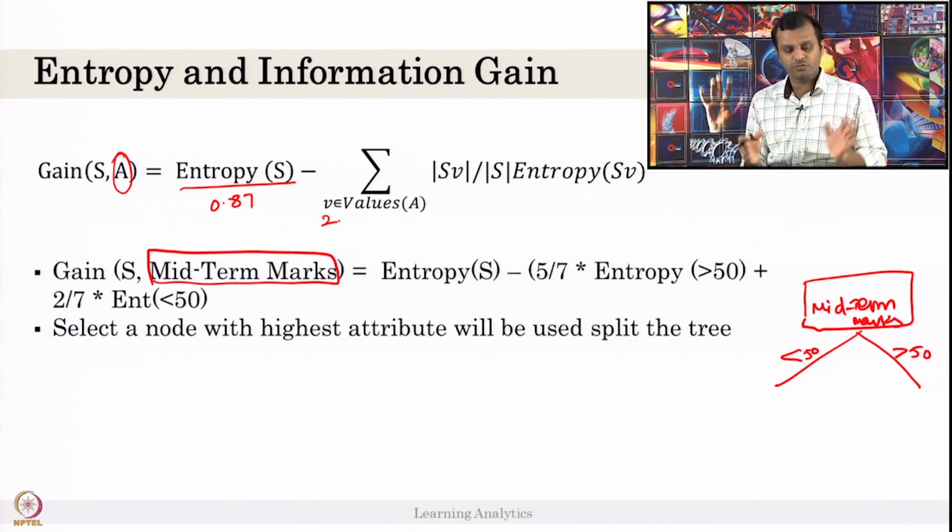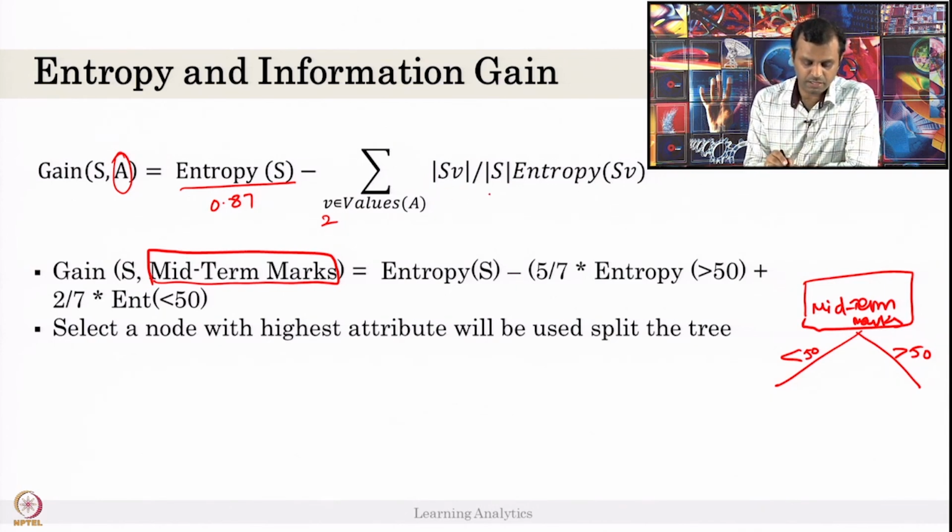This course has no prerequisite, which means I want to keep the maths as low as possible, but explain the core concept behind these algorithms. That is why I keep it as easy as possible. But if you are interested and get motivated by these videos, I request you to check on the internet and read more. So, let us consider the midterm marks has 2 values: I want to make 2 decisions, less than 50 and more than 50. So, that is exactly 2 values, which means here is the entropy of S.